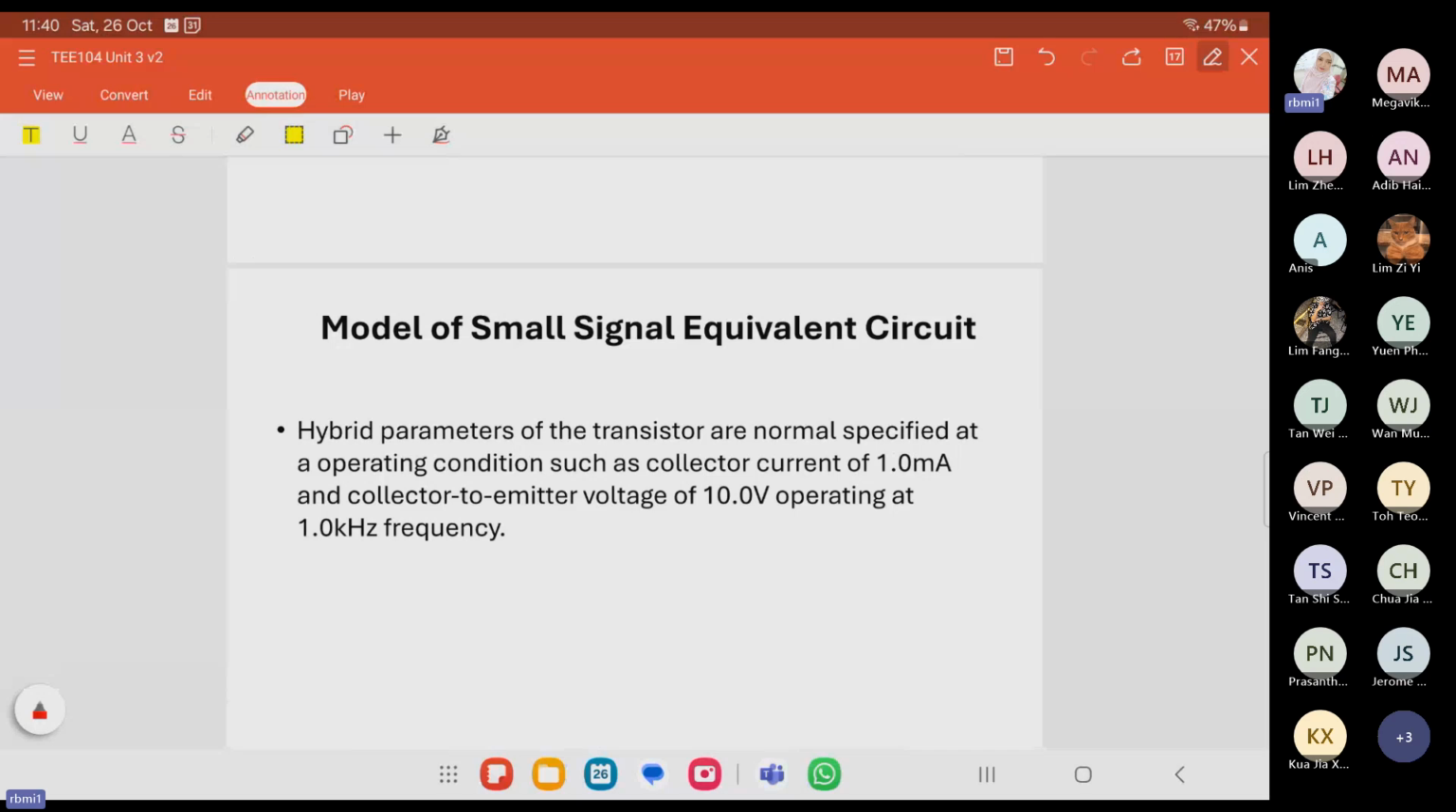The hybrid equivalent model may or may not reflect the actual operating conditions of the amplifier. So the hybrid parameters of the transistor are normally specified at certain operating conditions, such as the collector current, this is the value, if we use the BJT, and the collector to emitter voltage VCE. This is the value you had to measure in the experiment last week. The collector current is IC, and the collector to emitter voltage is VCE.